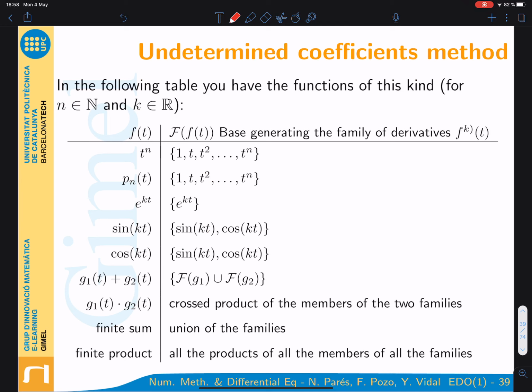Here we have a table that represents all the possible functions that have a finite family of derivatives. There's no other function that has a finite family of derivatives that is not in this table, okay? Now let's try to understand the meaning of finite family of derivatives. I will put you an example so you will really understand.